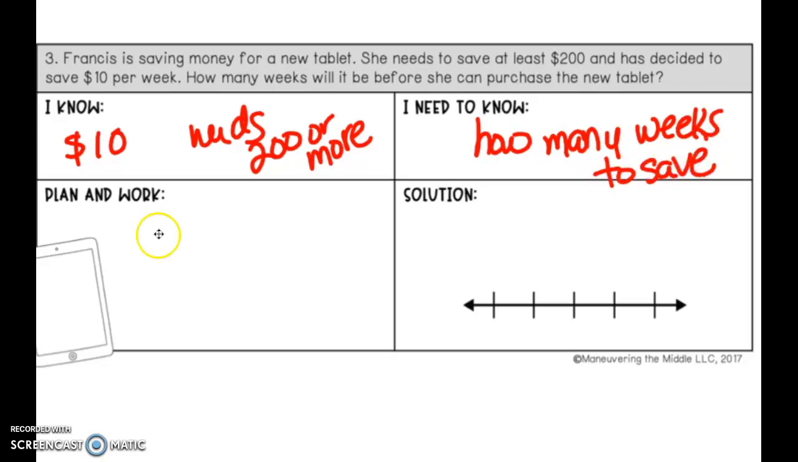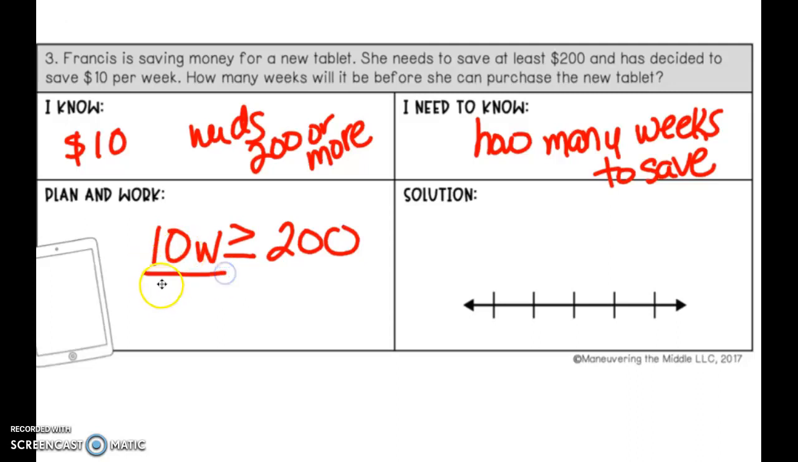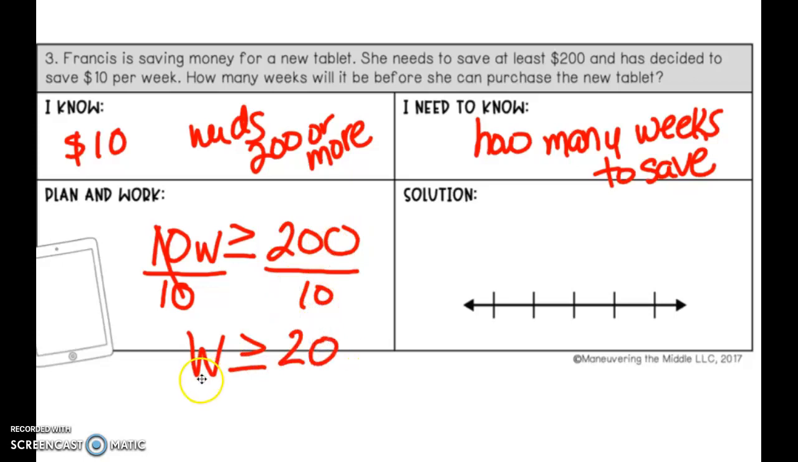So I'm going to start with, if it's $10 per week, we know that this number has to be greater than or equal to $200. So we're going to actually solve this equation. Since 10 is being multiplied by W, the opposite of multiplying by 10 would be to divide by 10. And 200 divided by 10 is 20. So her weeks need to be greater than or equal. So she needs at least 20 weeks or more. Now this is what we're going to graph. So we're going to put a 20 right here. And because it's equal, remember it's the closed in circle, or more.